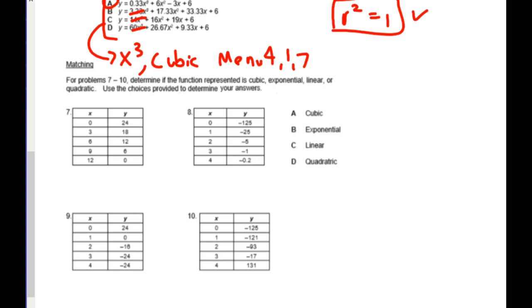Now to determine if they're cubic, linear, quadratic, etc. Okay. We do differences. Okay, so this one's going down what? Minus 6, minus 6, minus 6, minus 6. That is all the same, so that's linear. Alright.